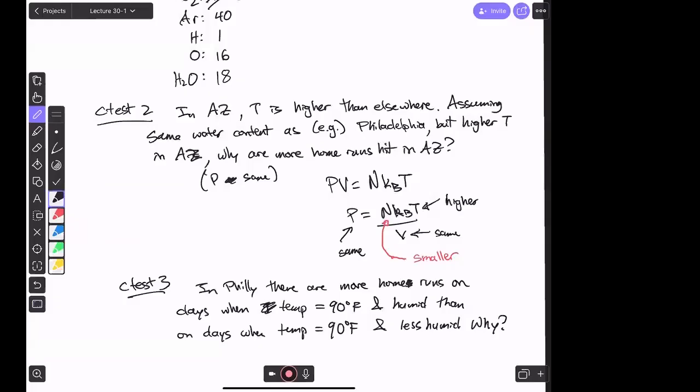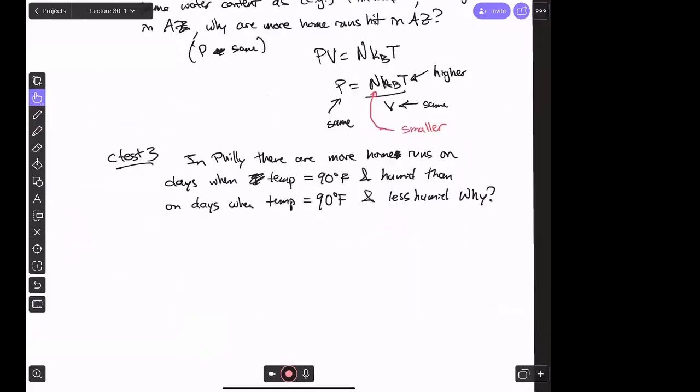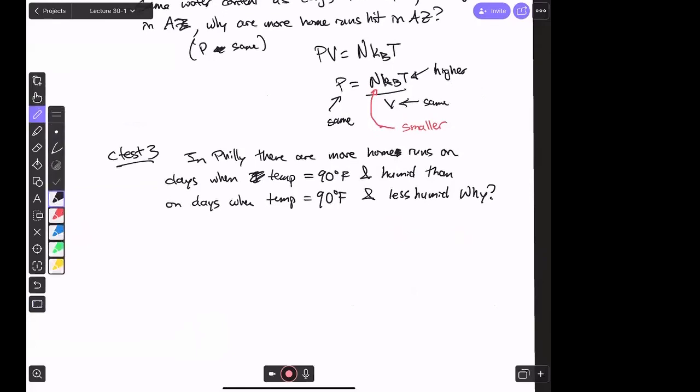Okay, Quentin, can you walk us through it, please? Yeah, so there are more home runs on days where there's more water molecules in the air. The molecular weight of the water molecules is less than the weight of the things it's taking the place of. So there's less air resistance as the ball travels on the humid days.